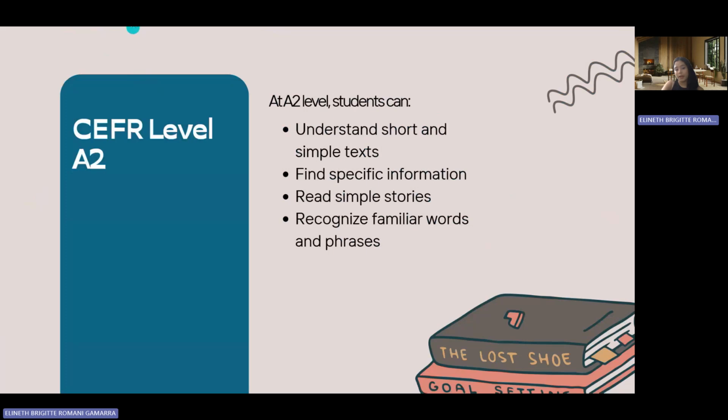Okay, reading at level A2. At the A2 level, according to the Common European Framework of Reference for Languages, a student can understand short and simple texts related to familiar topics. They can identify specific information, recognize common vocabulary, and read simple stories or descriptions. For this level, the reading activities should be clear, short, and supported with visuals to help comprehension, especially when teaching children, with more visuals.